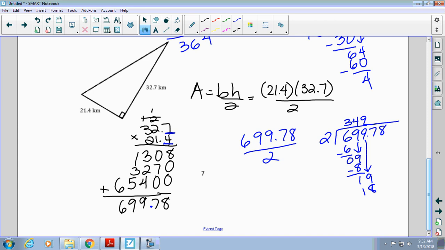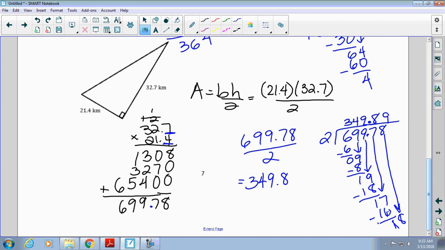All right, that's 18. Subtract, you get 1. Oh, don't forget to bring that decimal point directly up here. Bring down your 7. That would go in 8 times. That's 16. Subtract, you get 1. Bring down the 8. And 2 goes into 18 9 times. All right, so again, lots of little steps, but nothing too terribly difficult. So we have 349 and 89 hundredths kilometers squared.